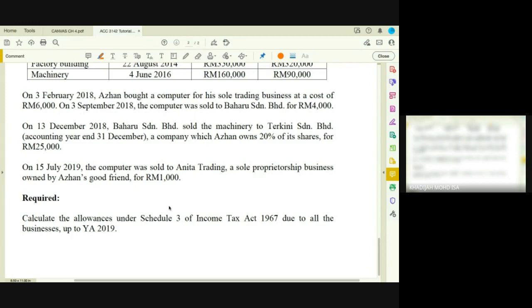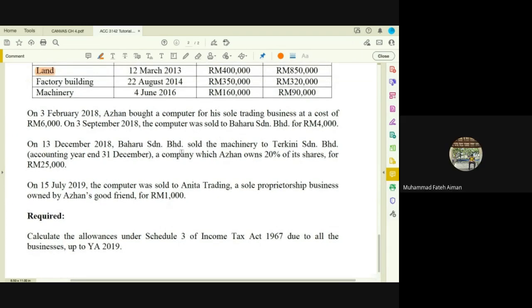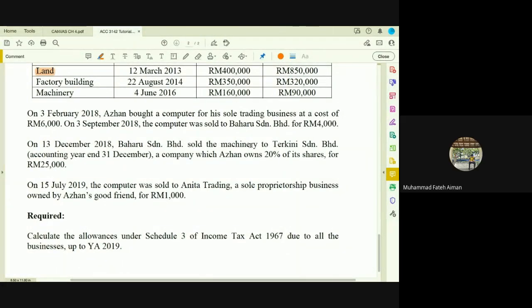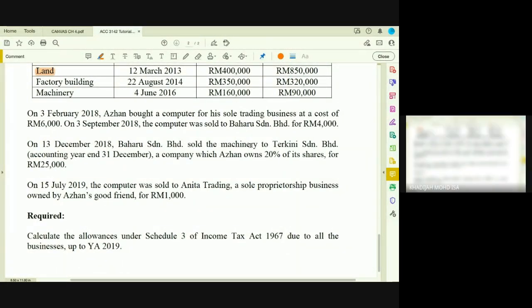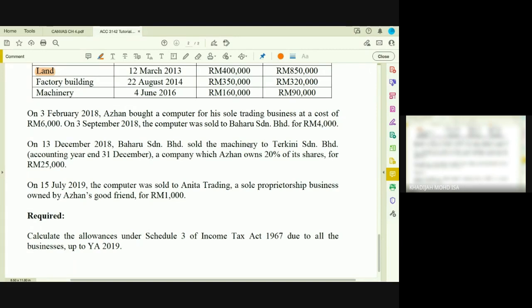How is the transfer between Baharu and Terkini? Baharu sold a machine to Terkini. So how is this transfer? Are you going to do a controlled transfer or normal transfer? Normal transfer. So if normal transfer, what do you have to do? Just the QPE is based on disposal value. QPE based on disposal value? Make sure it's right.